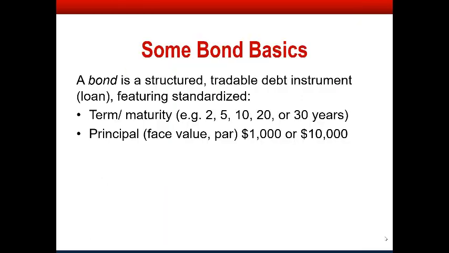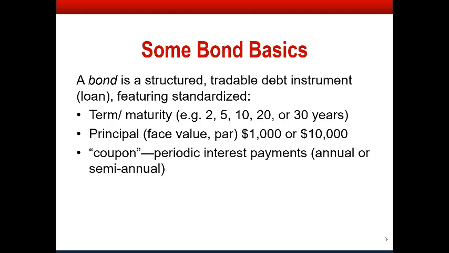The principal or face value, or sometimes referred to as par value, of the bond is typically $1,000 increments. It could be $10,000 in certain cases. So if a company wants to raise $1 million through a bond issue, they're going to typically issue 1,000 bonds, each of which has a principal or face value of $1,000.